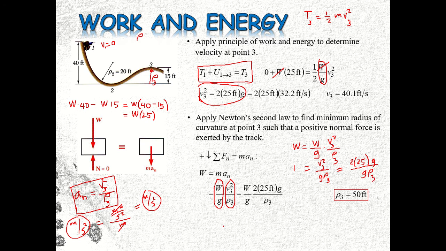So it means that we have g at the numerator and g at the denominator. Therefore the equation becomes 1 equal to what is left here: 2 times 25, that is 50, divided by the denominator rho 3. Cross multiplying, we have rho 3 equal to 50, and the unit here is in terms of feet. So this is our rho 3. Okay, so that's the solution, class.